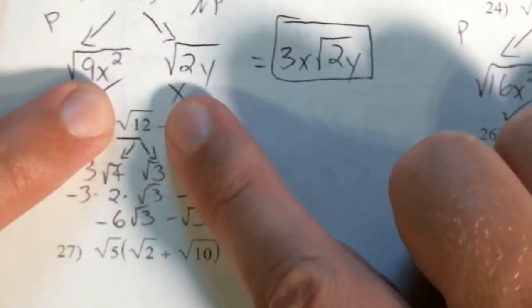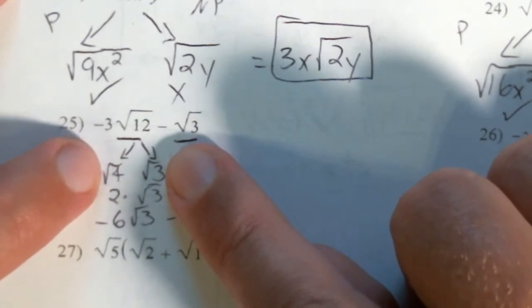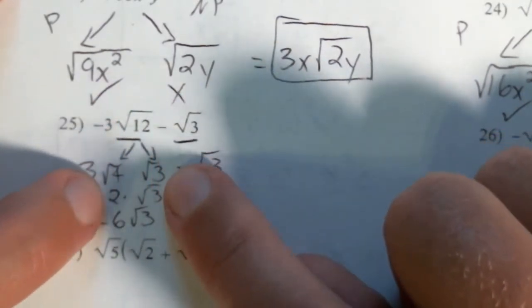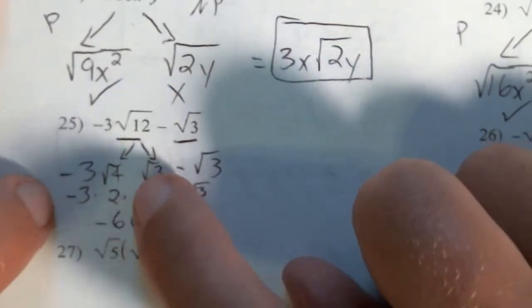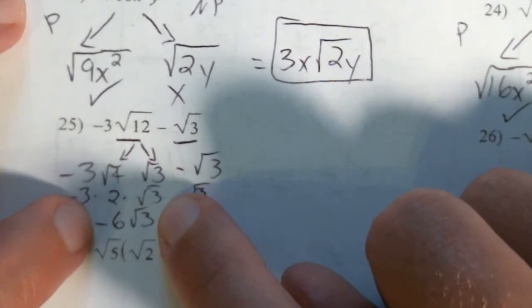We converted the square root of 12. We broke that down into root 4 times root 3 because 4 is a perfect square. The square root of 4 is simply 2. So the square root of 12 simplifies to 2 root 3. But I've got to multiply 2 root 3 times this -3 out front. So when I multiply -3 times 2, that gives me -6 root 3.